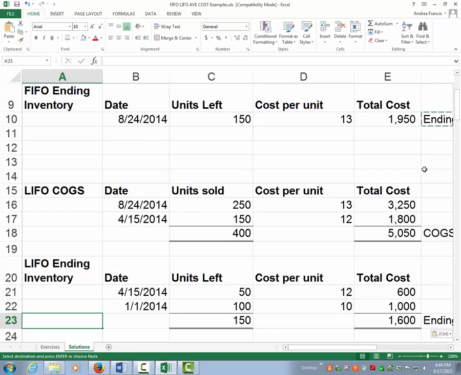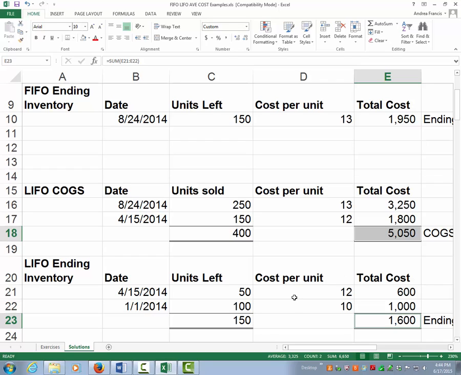We sold everything in August. We sold 150 of the 200 units in April, so it must mean that 50 units are still left. And the units from January 1st were never sold, so they will still be left behind in our ending inventory. We check our work to see that yes, we did account for the 550 units, and we also know that we did account for 6,650 in costs, because when we add cost of goods sold and ending inventory together, we come out to 6,650.